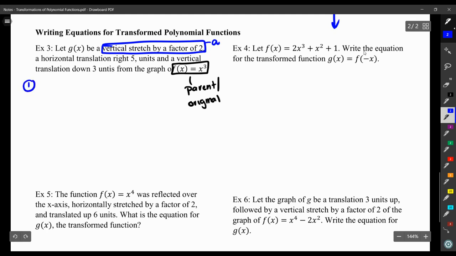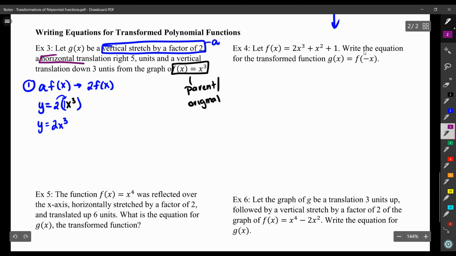So the first transformation we're going to do is a times f of x. And I know that a is a 2. So that means we're going to take 2 and multiply the entire original function by 2. So our new function will be y equals 2 times the original function, which is x to the third. Now, I can simplify a little bit because there's really a 1 in the front of here. So 2 times x to the third is just 2x to the third. So that's my first transformation.